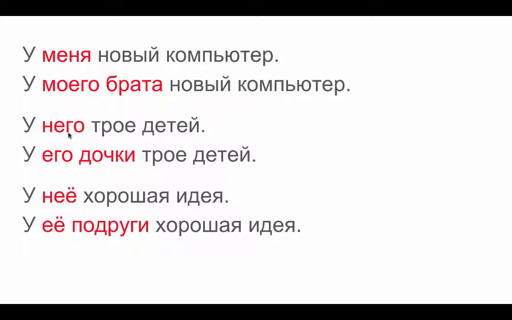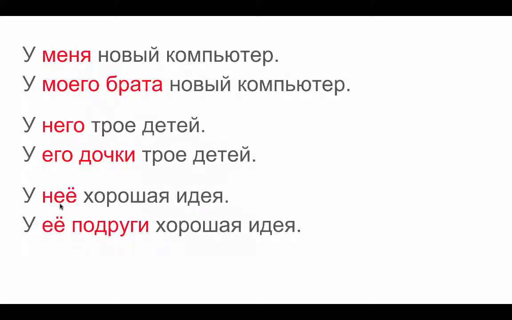У него трое детей. He has 3 kids. And notice that we add an N after a preposition. But not here. У его дочки трое детей. His daughter has 3 children. Here we don't add an N because here it's not a personal pronoun, it's a possessive. So this one's personal, he has. This one's possessive, his daughter has.